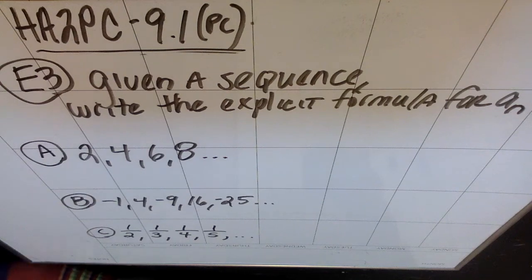All right, this is Honors Algebra 2 Pre-Calculus. We're doing section 9.1 in Pre-Calc, which is sequences and series. So in example 3, we're given sequences, three of them. We're going to do each one separately. And in each case, we're going to try to write an explicit formula for the nth term, right?